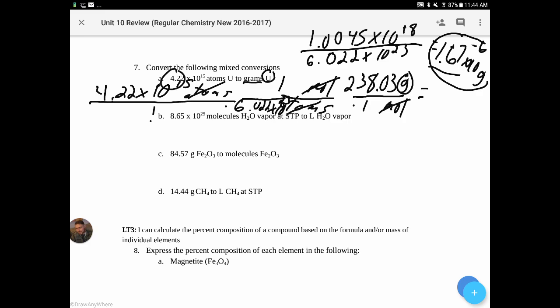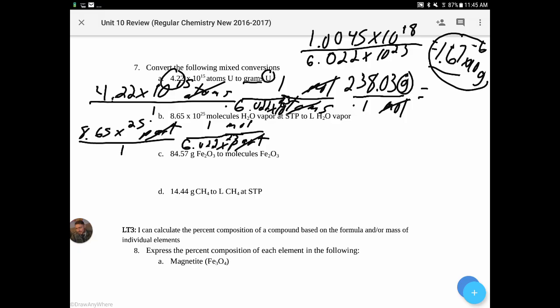All right, next one. We are going to start with our given, as usual, 8.65 times 10 to the 25th molecules, so particles, over 1. We do our first conversion factor. We put particles on bottom so that it cancels out. We do moles on top. 1 goes next to moles. 6.022 times 10 to the 23rd goes on top. Molecules cancels out. We're left with moles.